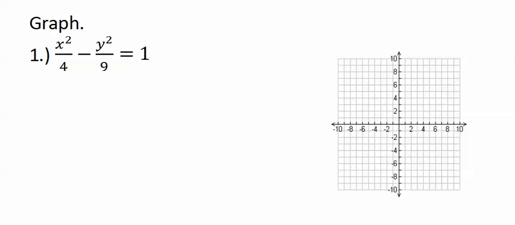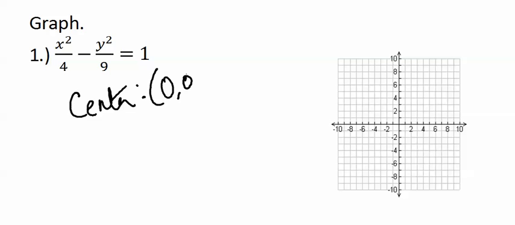So how do we graph these? Well, let's look at the first example and talk our way through this. In the first example, we have x squared over 4 minus y squared over 9 equals 1. So there's a few things we want to identify. First of all, we want to identify that our center is 0, 0.